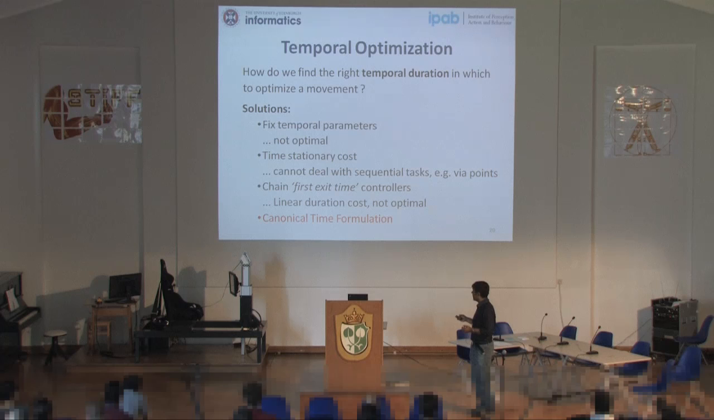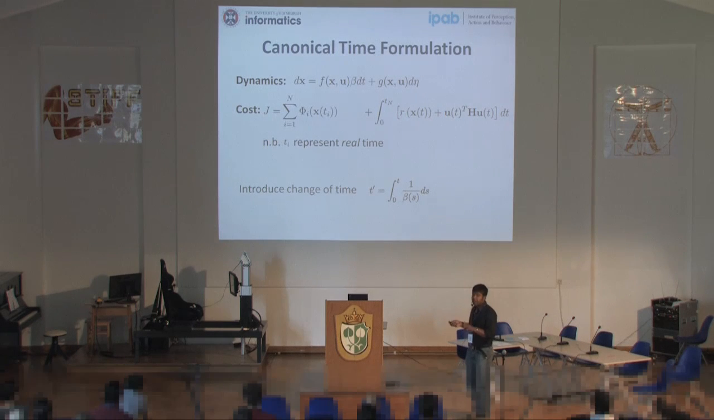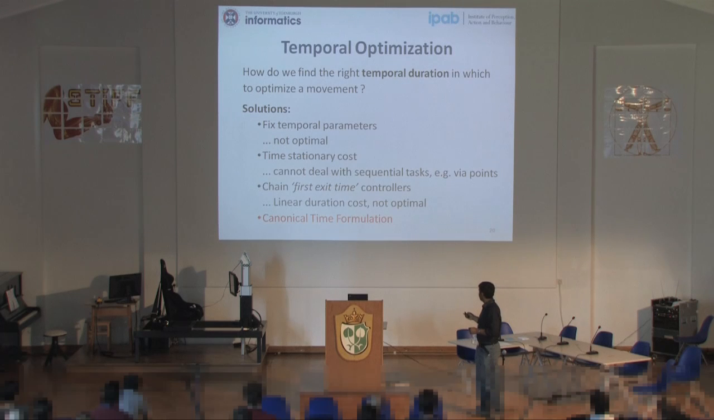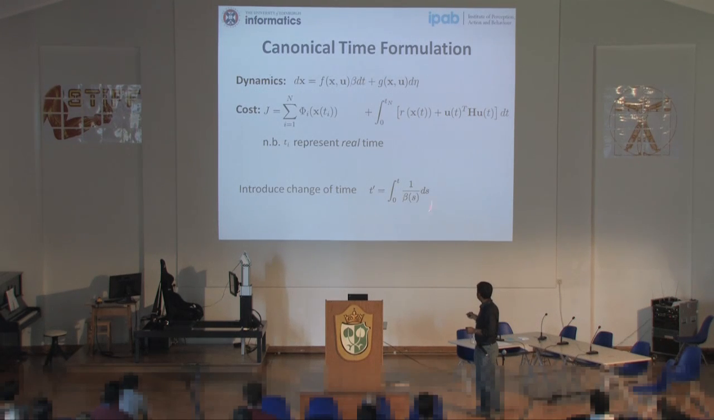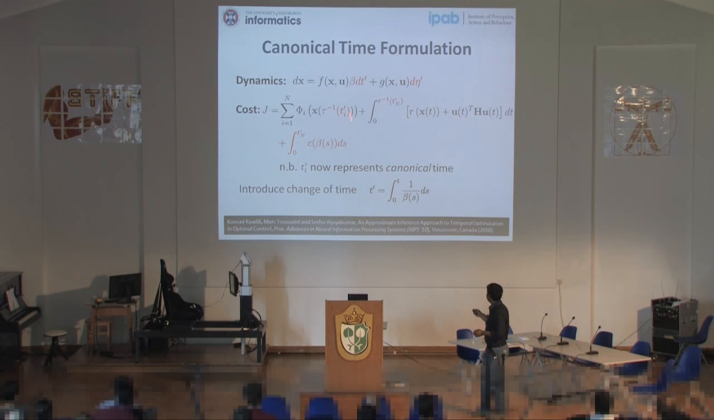So what we came up with is a canonical time formulation. And this is work that was published at NIPS last year. So the details are there, but I'll give you the gist of it. Given the dynamics function and some set of final costs, so if you have via points, you will have a set of final costs because you've got to hit different points at different times, and some running cost, where t_i represents the time, we introduce a small notational change which basically creates a canonical time representation. Once we do that, we can replace the real time with the canonical time formulation, and then take this framework in the context of optimization.